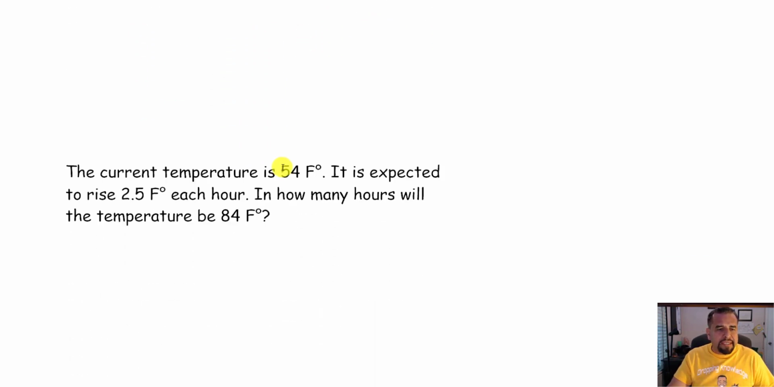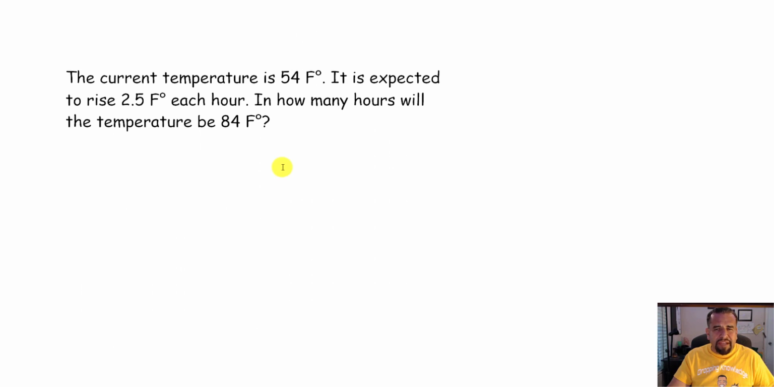All right. Here's another one. This is the last one, so I hope you're paying attention. The current temperature is 54 degrees Fahrenheit. It is expected to rise 2.5 degrees Fahrenheit each hour. In how many hours will the temperature be 84 degrees Fahrenheit? Let's write an equation. Seriously, pause the video, give it a shot.